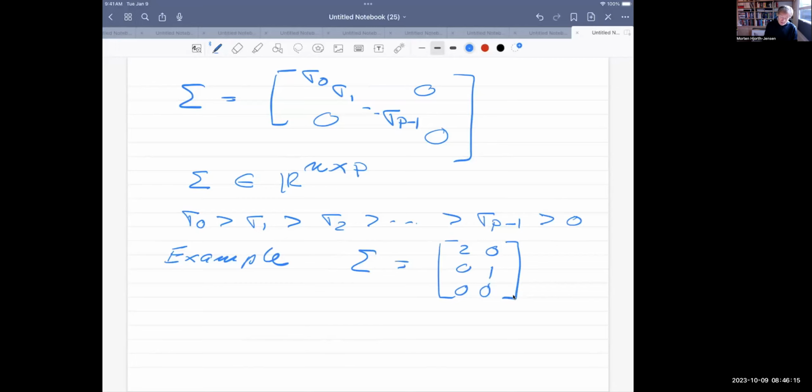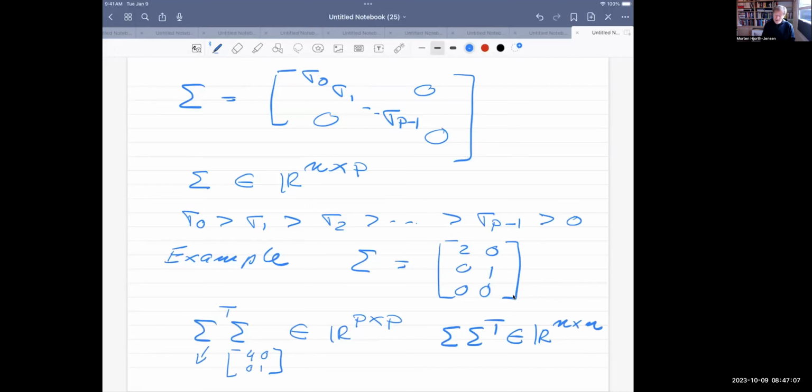And we see now that if I calculate with this specific matrix sigma transpose times sigma, that is going to be a matrix which has dimensionality p times p. On the other hand, if I calculate sigma times sigma transpose, this is a matrix which has dimensionality n times n. If I perform these operations for this specific example, the first one is going to give us a matrix with 4, 0, 0, 1. And then the other matrix will have 4, and then 1, and then 0 along the diagonal.